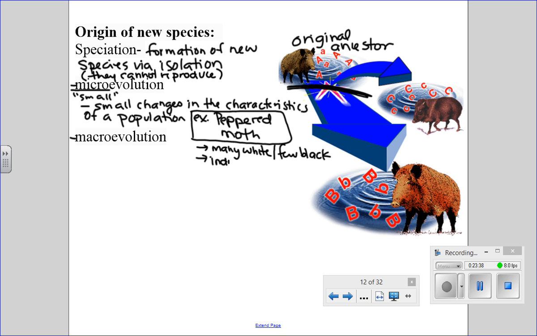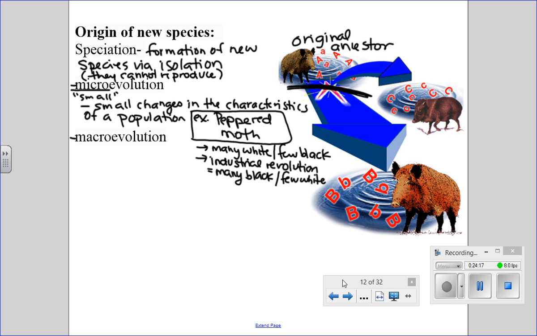Then came the Industrial Revolution. And what did we see? We saw the population change. There were many black and very few white peppered moths. Now, did a new species of moth form? No. Microevolution is not quite the formation of a new species. It's a small change in the characteristics of a population that you can usually observe in a human-sized lifetime.